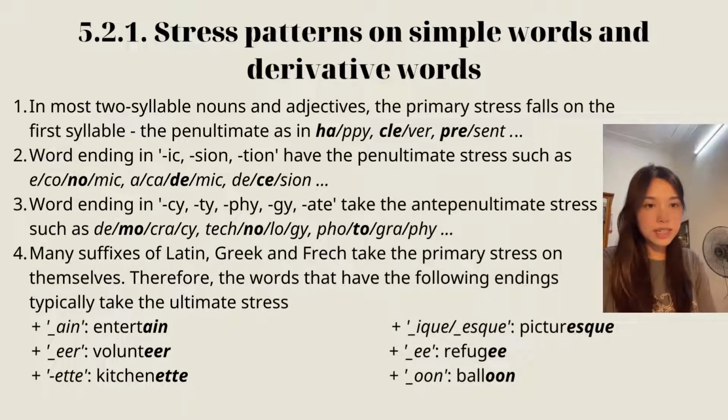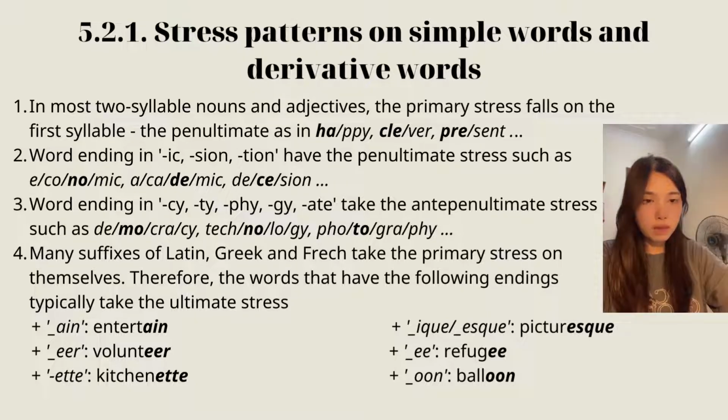Words ending in -cy, -ty, -gy, -phy take the antepenultimate stress, such as democracy, technology, photography. Many suffixes of Latin, Greek, and French take the primary stress on themselves. Therefore, the words that have the following endings typically take the ultimate stress. For example, entertain, volunteer, kitchenette, picturesque, refugee, balloon.